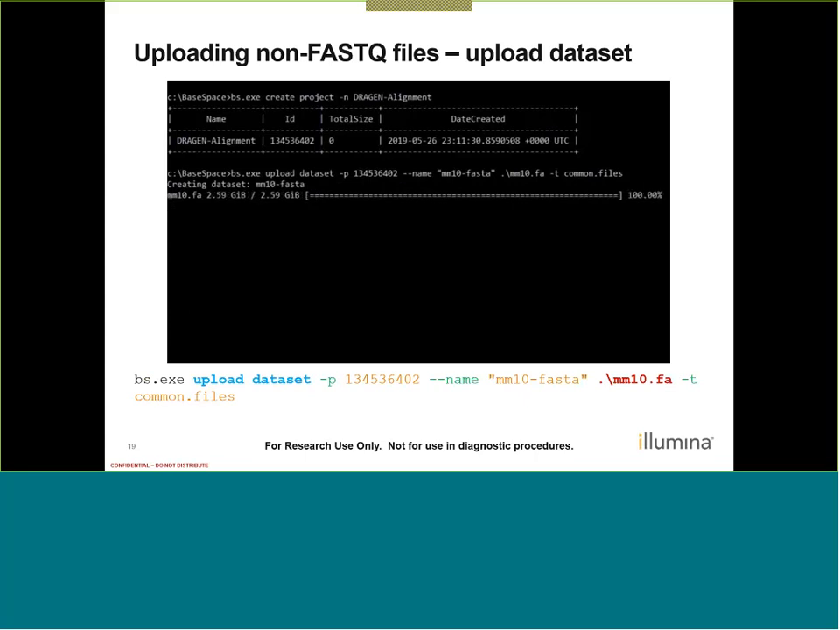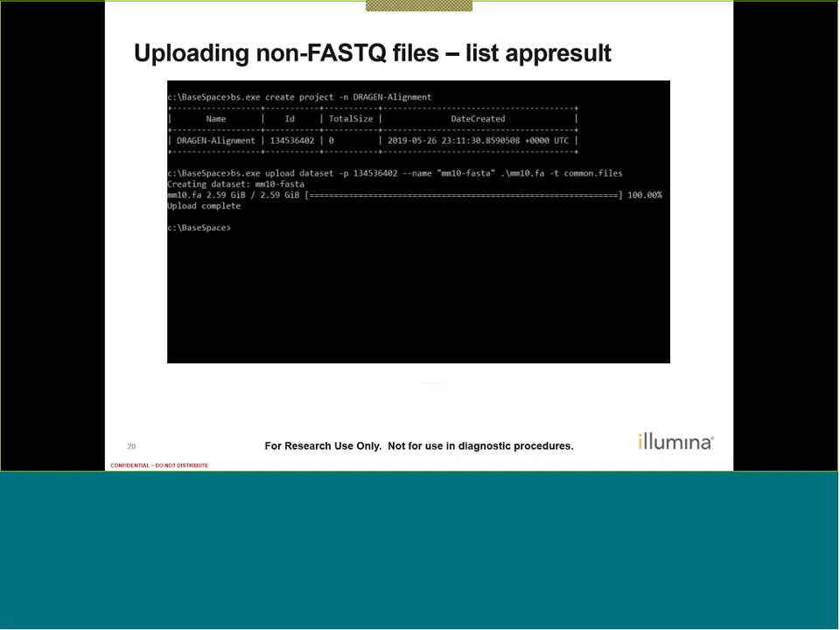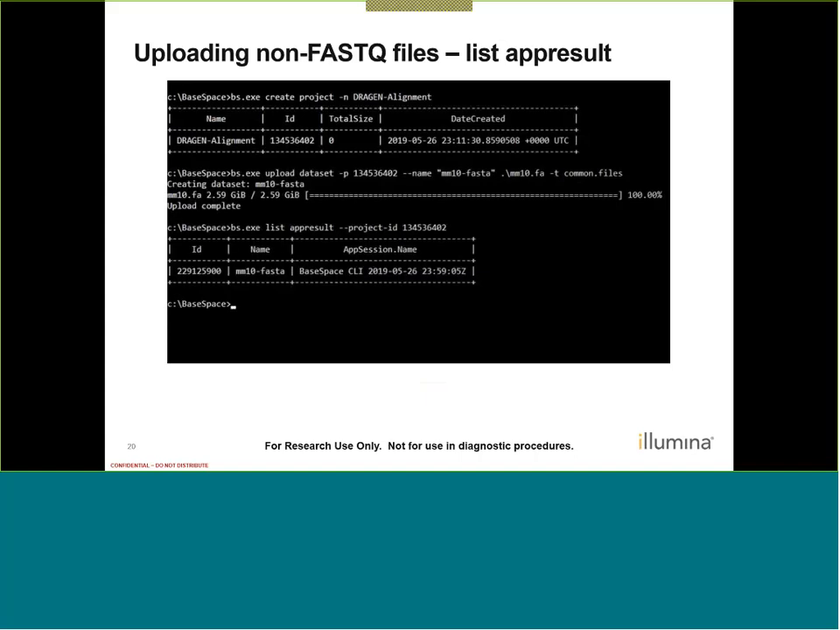So it uploads, and once it goes to 100%, it'll check it. If it uploads complete, it'll let you know. And now we can see that our file is actually uploaded. And to double check that, we can use the list app result command. And what this will do is after that app session, the upload app session is complete, we can list any app results in that same project that we uploaded to. And we'll see here the name MM10FASTA that we gave it, and it's got a new ID that we can use.